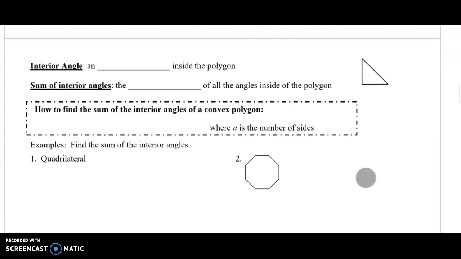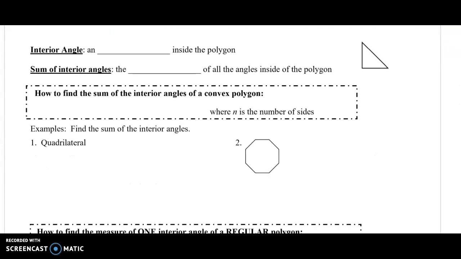Okay, so moving on. Now we're going to look at what is an interior angle. That is an angle that is inside the polygon. Okay, so that's an interior, and that's an interior. The sum of the interior angles is the sum of all the angles inside the polygon. So how do we know what the sum of the interior angles is of a convex polygon? These have to be convex to work.